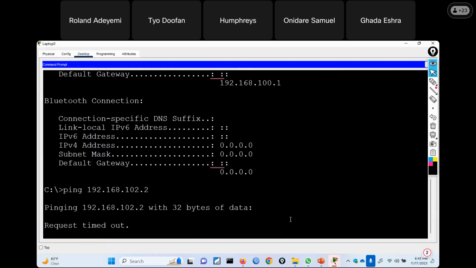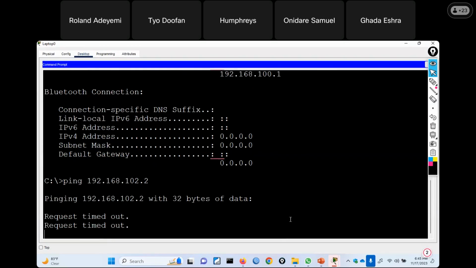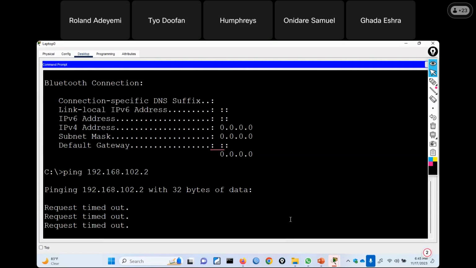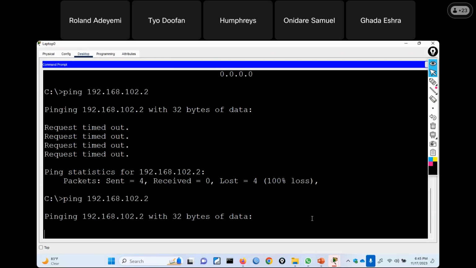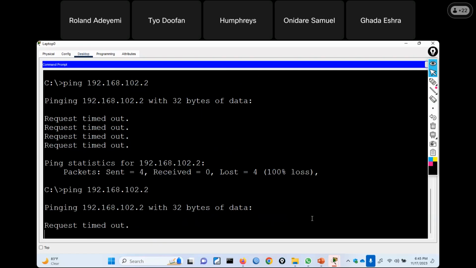If it doesn't work, we do troubleshooting. Why will it not work? Maybe we made mistakes somewhere. That is the beauty of network. Why is it not working? So let's do troubleshooting. Why is it not working? Did we do our configuration well? Find out.